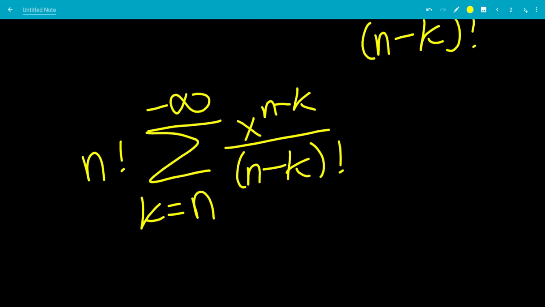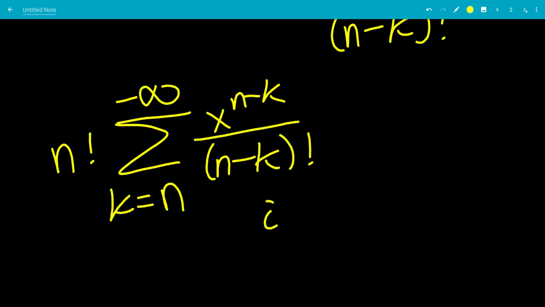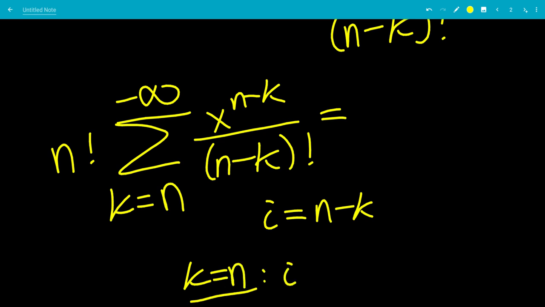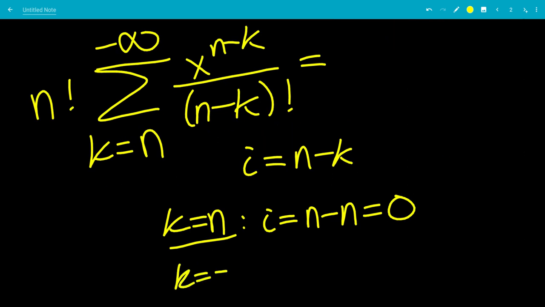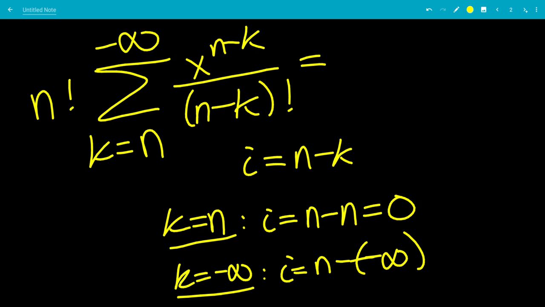All right. So now we're going to do a substitution. Let i equal n minus k. And this is okay because k is to the first degree, and we're just putting a negative sign. Okay, so at k equals n, what is i going to be? i is going to be n minus n, which is 0. And when k is minus infinity, it's really a limit, but it's fine, i will be n minus negative infinity. That's really positive infinity, which is just n plus infinity is infinity.